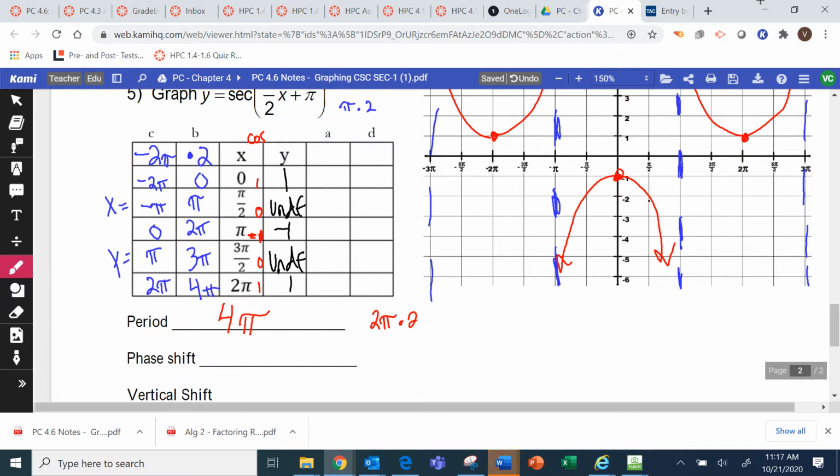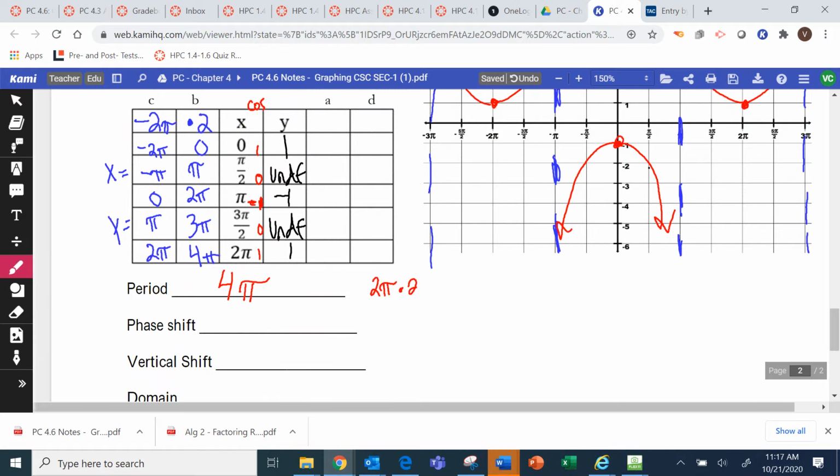Horizontal translation. So did we move left or right? We moved to the left 2 pi. Our vertical shift, did we move up or down? Nope. Answer the question.